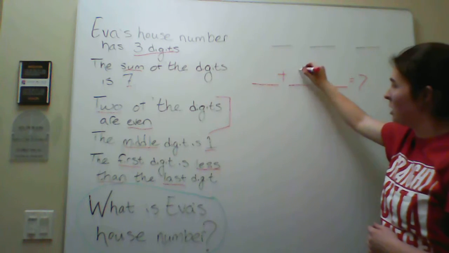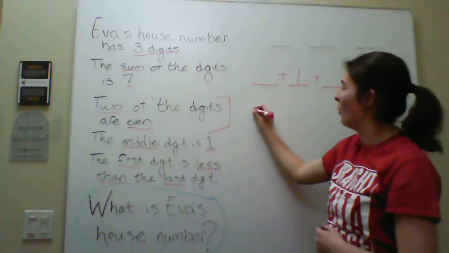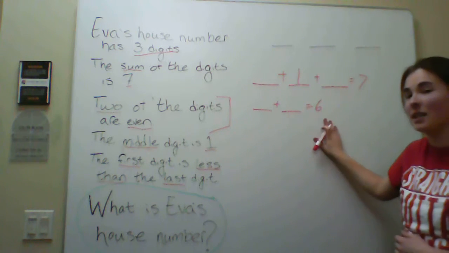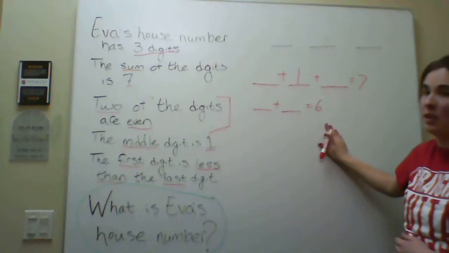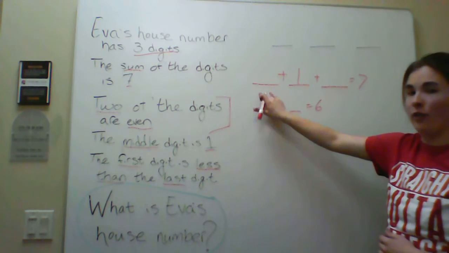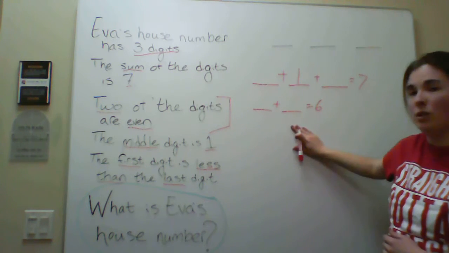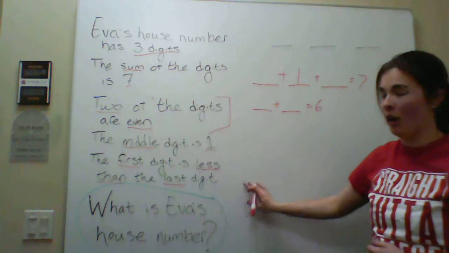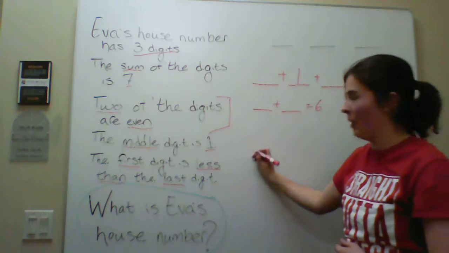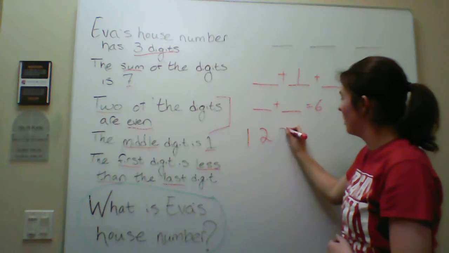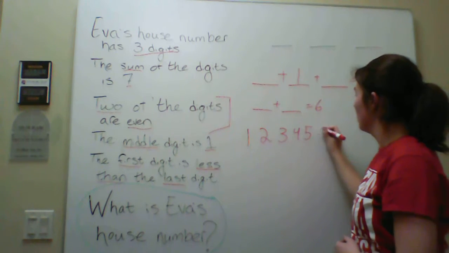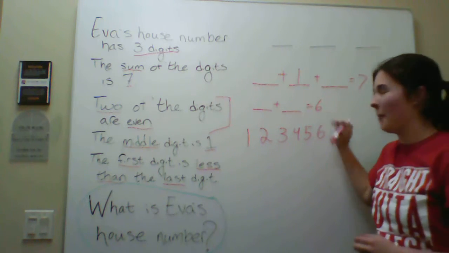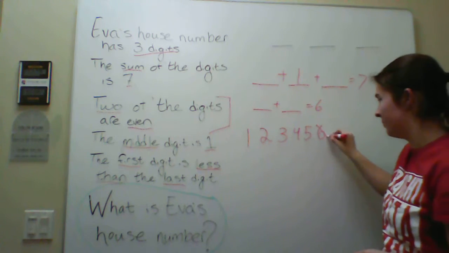We know that the middle digit is 1. So we know that blank plus blank equals 6. Now I got 6 because 7 minus 1 equals 6. So we're trying to find the first and last digit. So those two added together equals 6. Now we know that there are 6 digits that we have to choose from. We know that the 2 remaining digits are less than 6. So we know that it can't be 6.